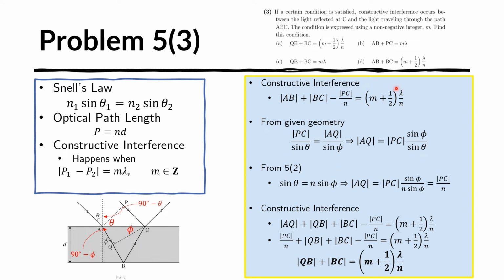This condition, which we obtained in the previous slide, is in fact the condition for constructive interference. However, it is not in the choices. Therefore, we want to simplify this further using the geometry of the problem. From the given geometry, we can see that this right triangle has this side in common, the hypotenuse, with this other right triangle.